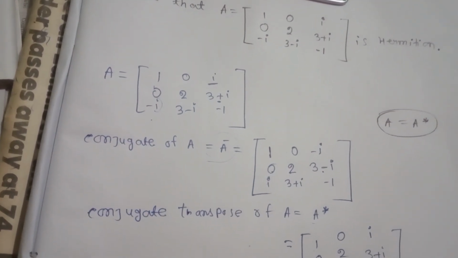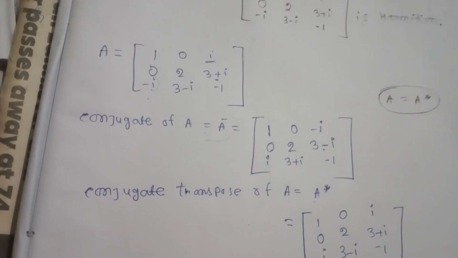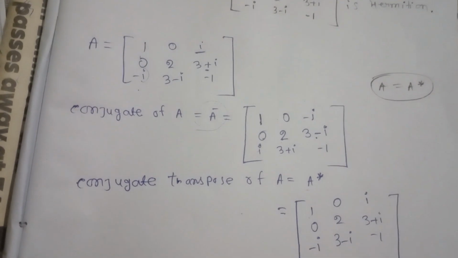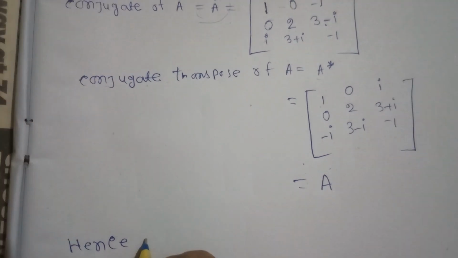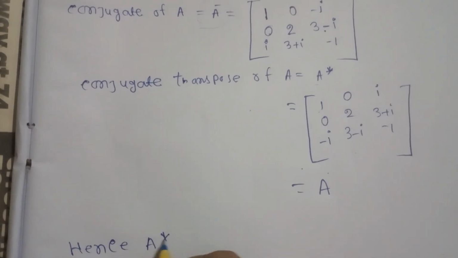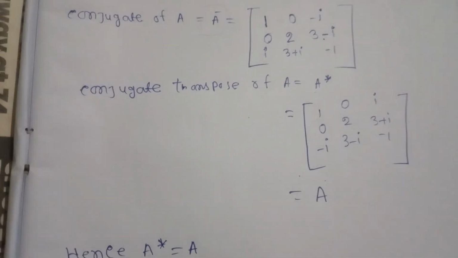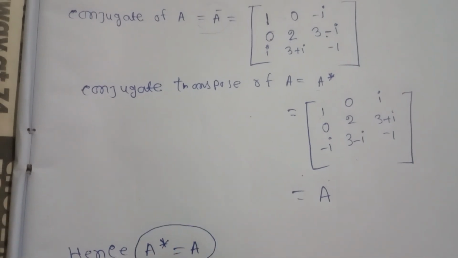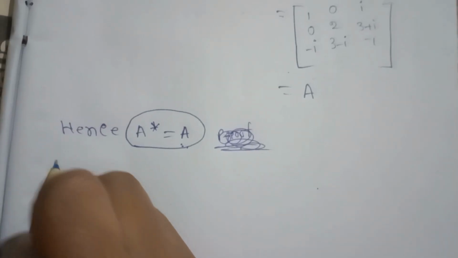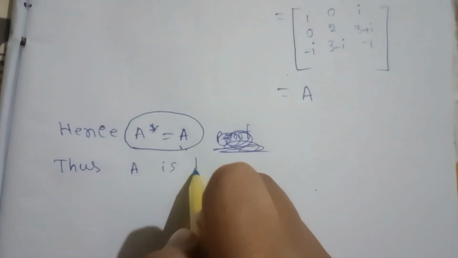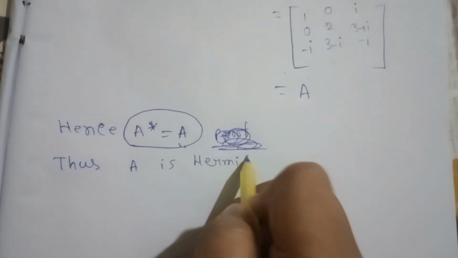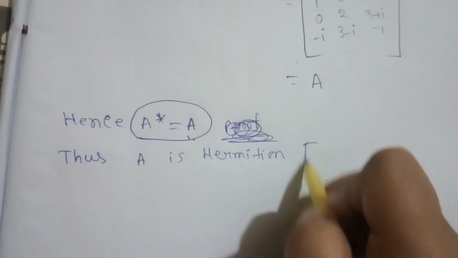We rewrite it as A. Hence, A conjugate transpose is equal to A. By the definition of a Hermitian matrix, thus A is Hermitian. Proof.